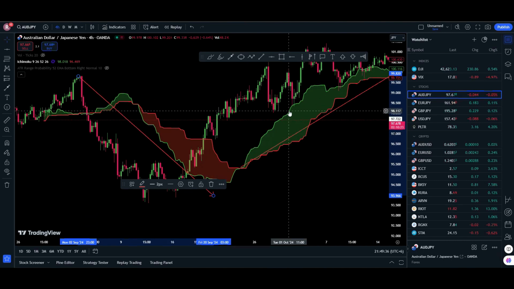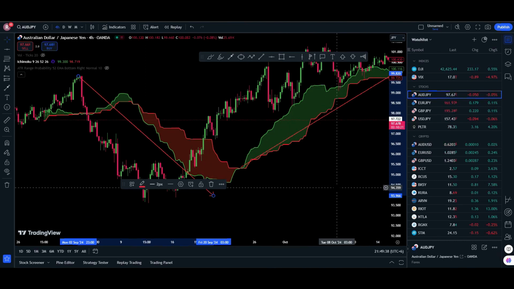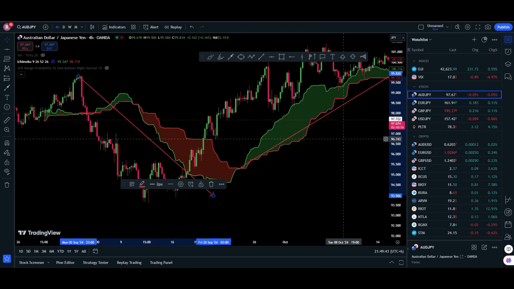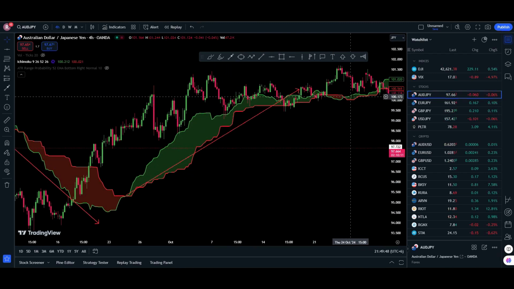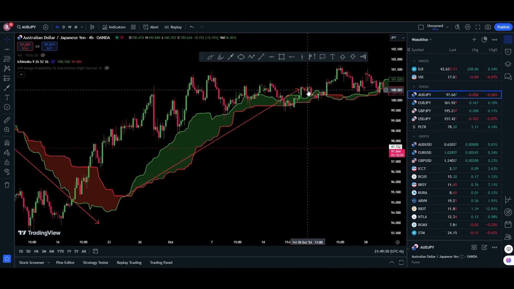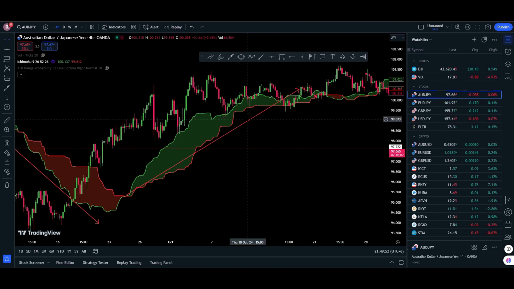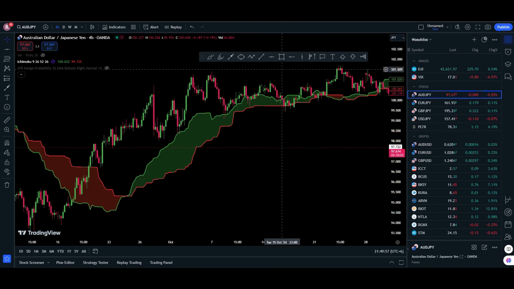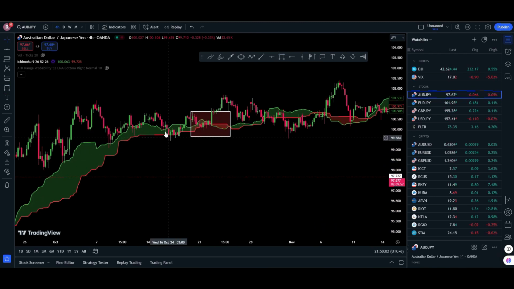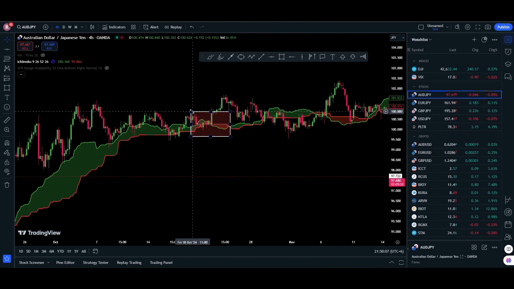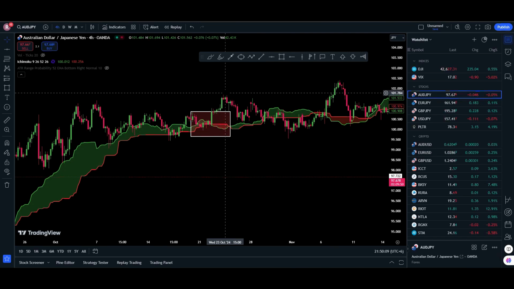The thicker the cloud is, the more it will act like a resistance or support depending on the direction of the market. And another thing, if the cloud is thin like this, it is very fragile. It means that it will not be as good as a support or as a resistance. Here we can see the cloud is very thin and the market came down very easily, went up easily, came down easily, went up easily.